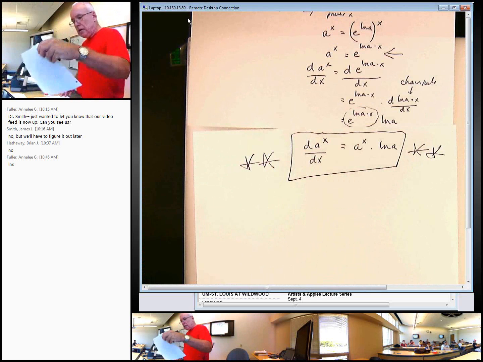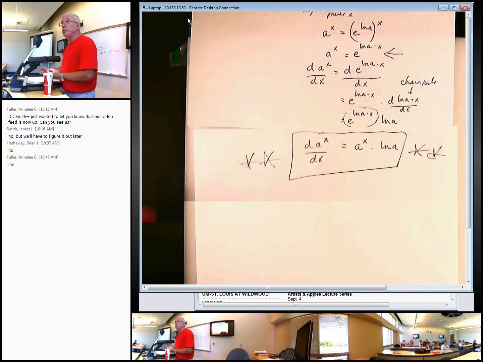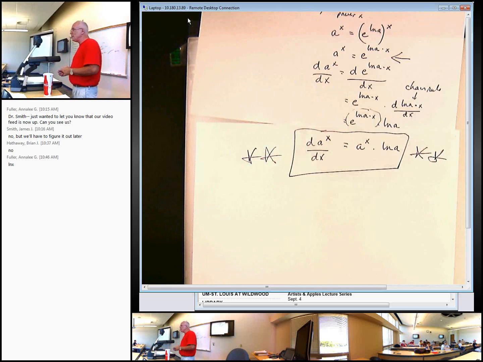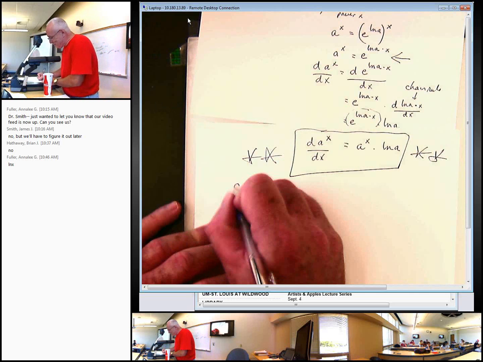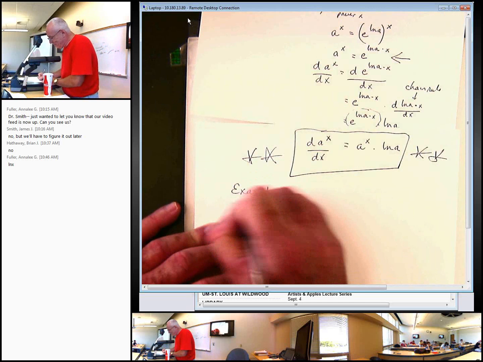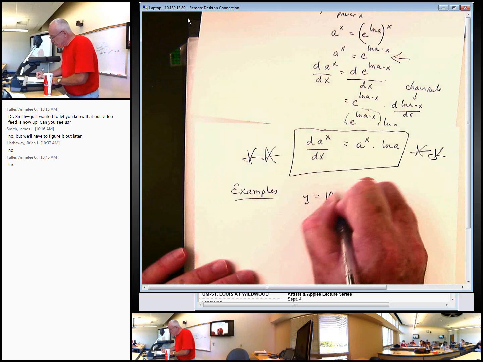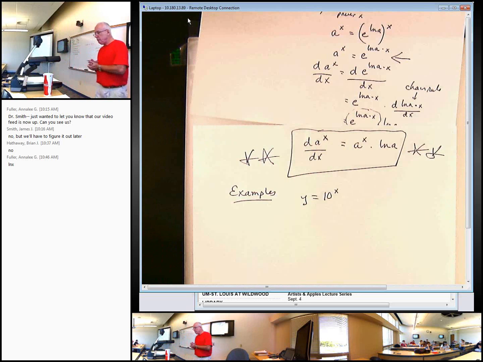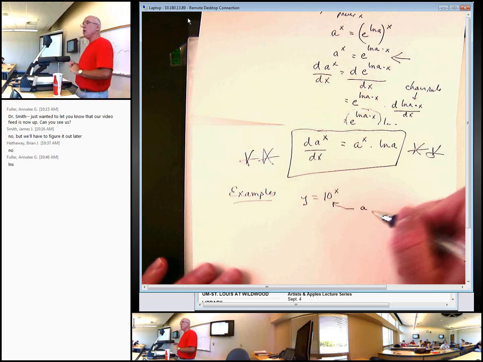All right, I think we need to do a couple of examples here with this one so it gets a little bit clearer. All right, so examples. Let's look at, say, y equal to 10 to the x power. Okay, so this is our a right here. All right, that's the a.